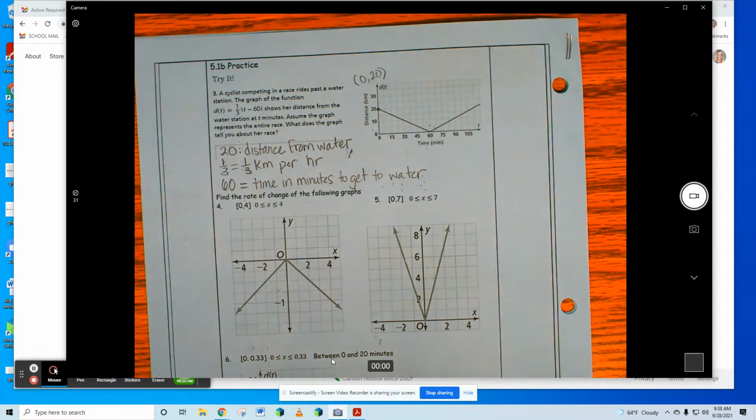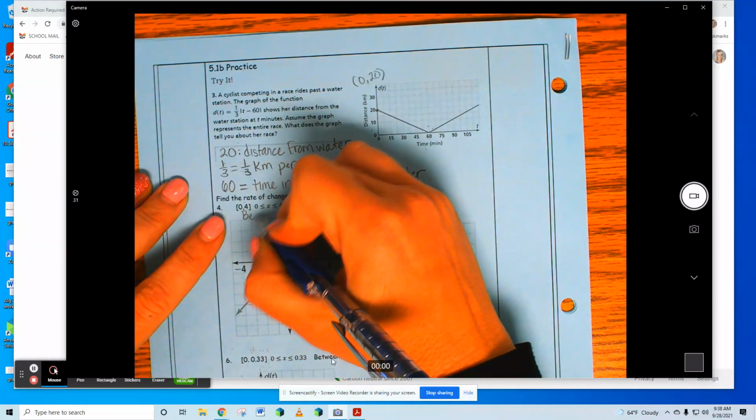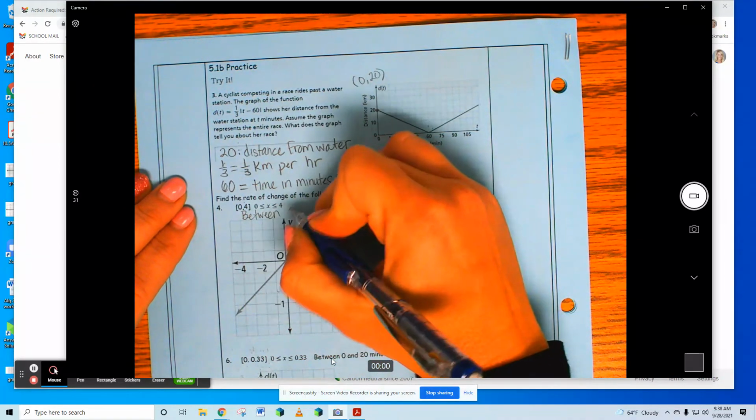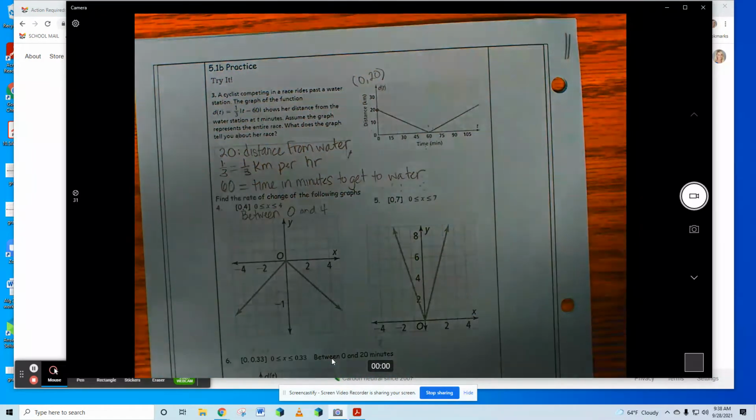All right. Find the rate of change. Moving on, number 4. Find the rate of change of the following graphs. This means between 0 and 4. That's what the brackets mean. That's what the inequality also means.